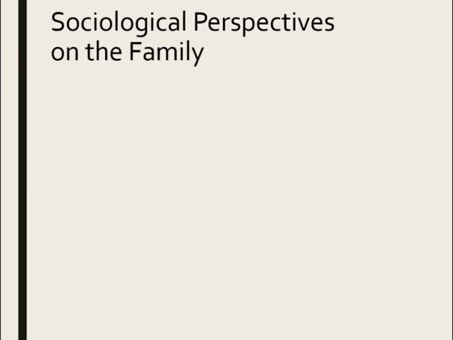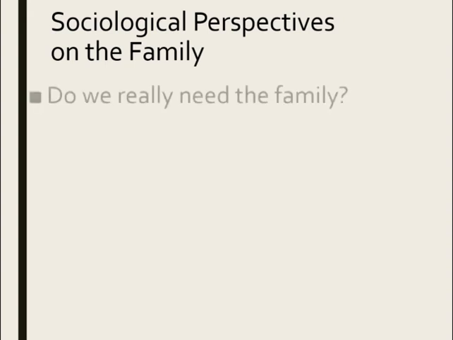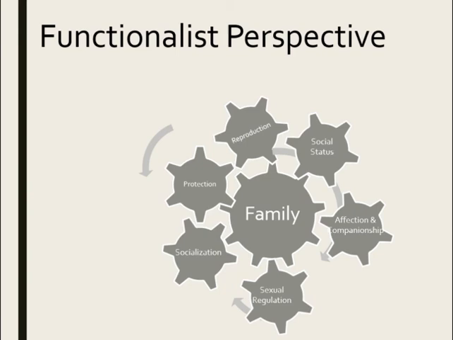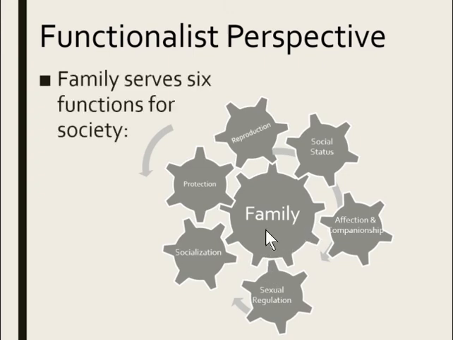Okay, so here are the sociological perspectives on the family. First, I want to ask you, do we really need a family? And if you would say yes, then we want to see how the family functions. Within the functionalist perspective, you have 6 different roles for society. The family helps society move in terms of reproduction. So you get married, then you have children, right? The family facilitates that through marriage and legitimate children.